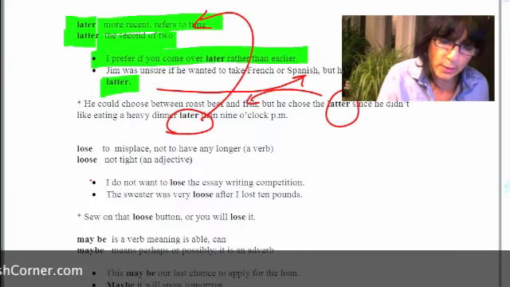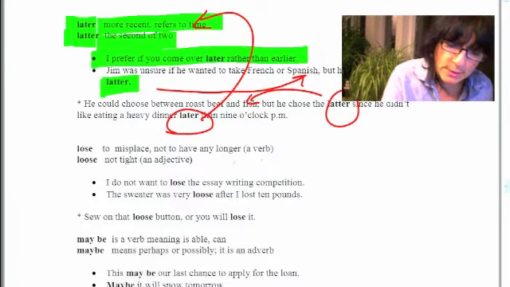Next is lose and loose, also quite commonly misused. Lose has one O and loose has two. Lose means to misplace or to no longer have. It's a verb.